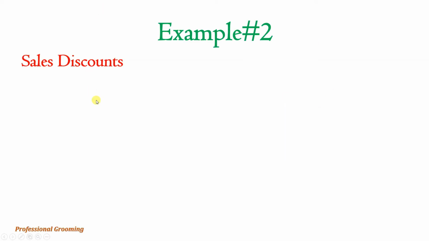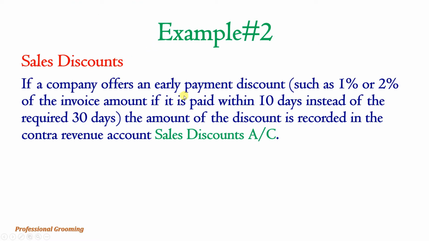The next example, number 2, sales discounts. If a company offers an early payment discount such as 1% or 2% of the invoice amount, if it is paid within 10 days instead of the required 30 days, the amount of the discount is recorded in the contra revenue account, which is sales discounts. Sales discounts is also a contra account of a revenue account.